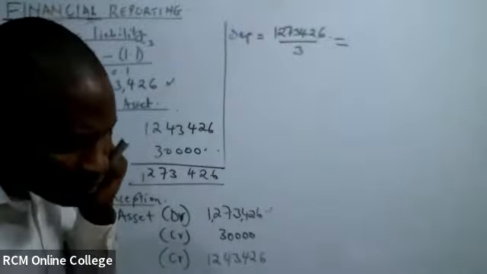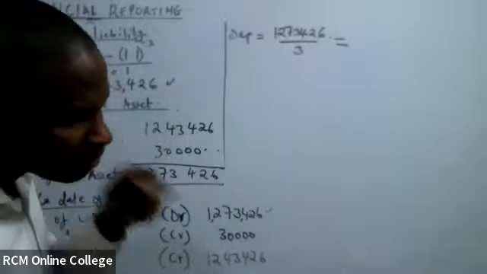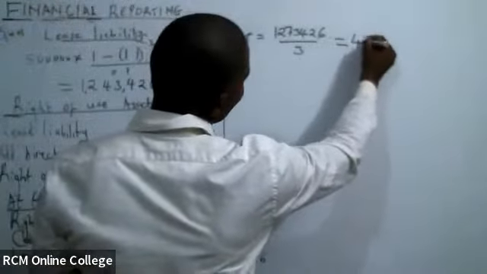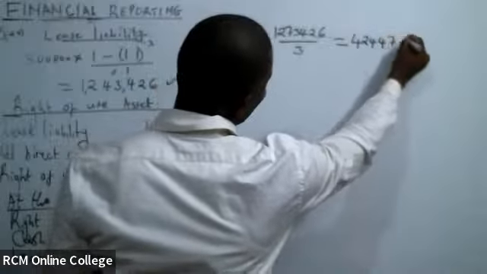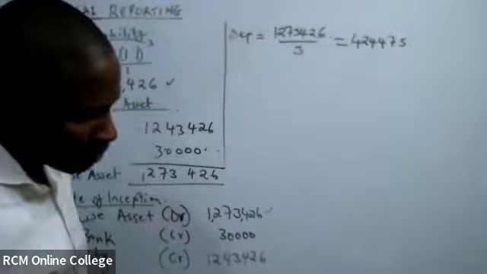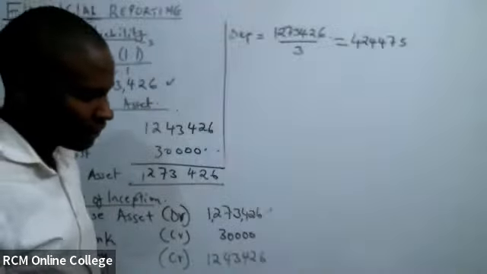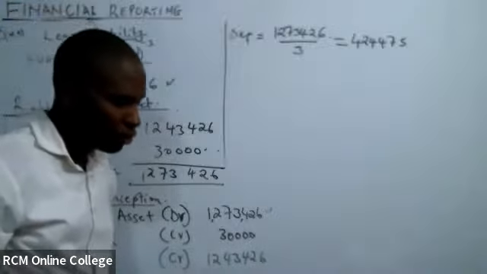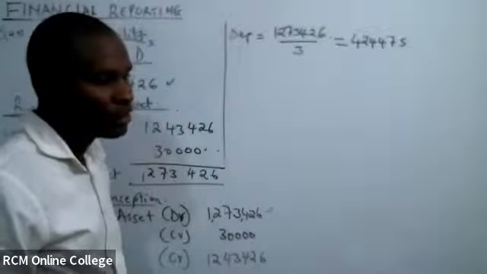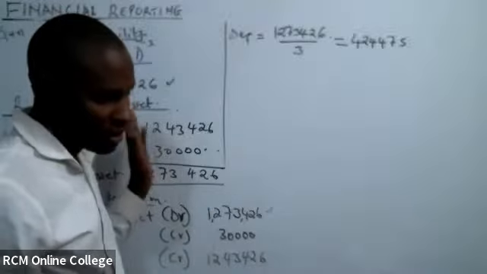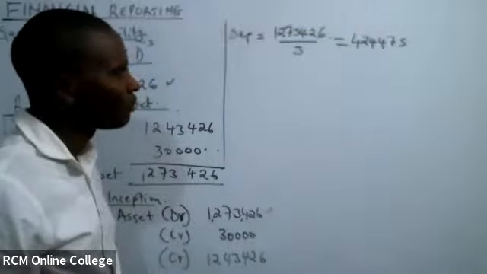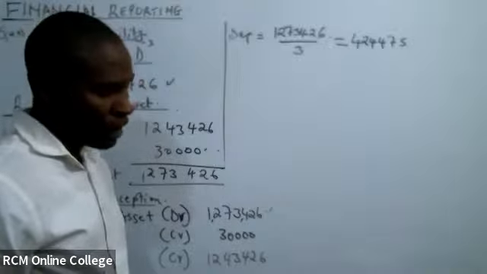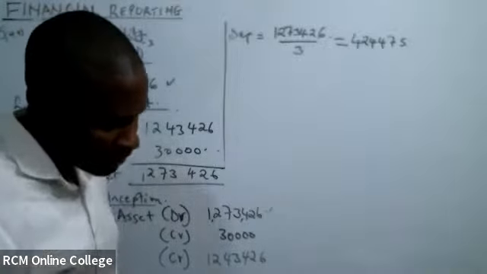What do you get? 424,475. That is the depreciation as far as this is concerned. And since this went for 3 years, 2019, 2020, and 2021, that means we shall be having depreciation cutting across. That is the depreciation each year.